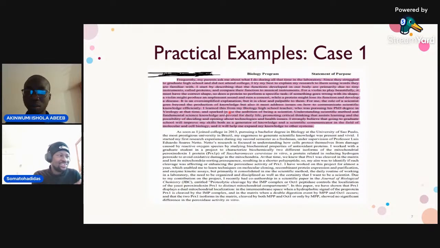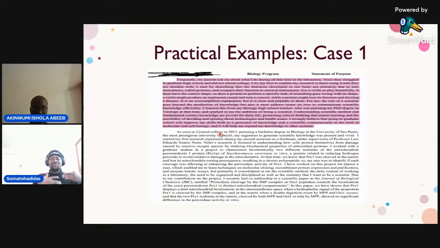"Understanding the scientific method and fundamental knowledge are pivotal for daily life, promoting critical thinking that assists learning and the possibility of deciding and opining about technologies and health issues. I strongly believe that going to graduate school will improve my skills both as a generator of knowledge and a scientific communicator in the field of molecular and cell biology, and it will help me expand my knowledge to other systems." Here, as you can see, the applicant demonstrated very good, clear-cut communication.